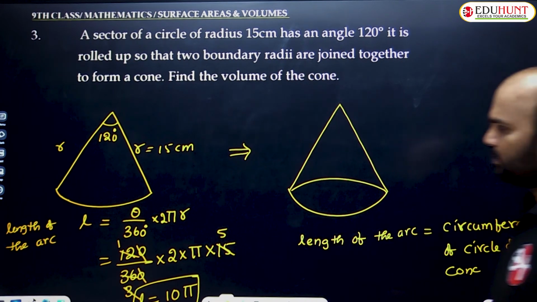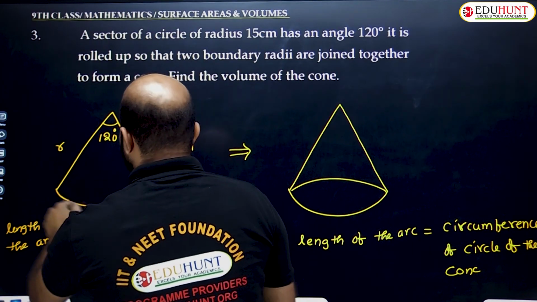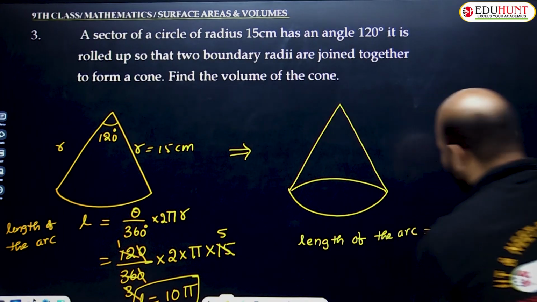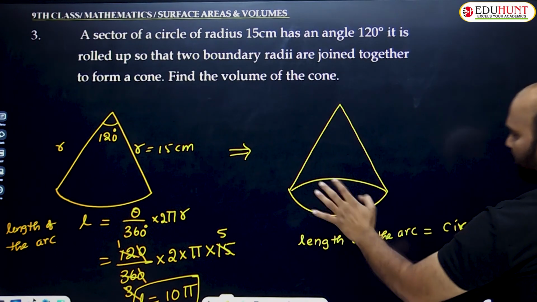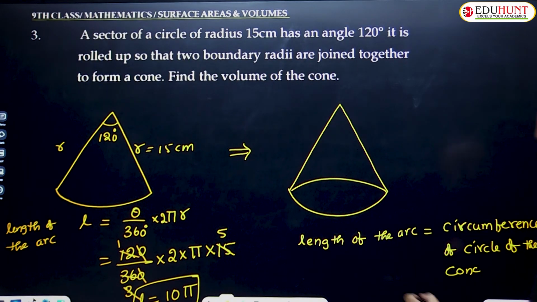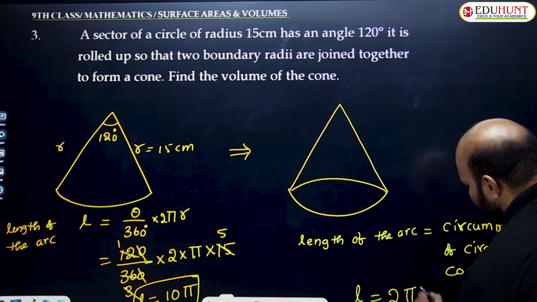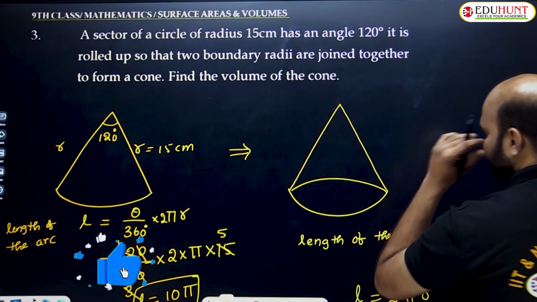Am I clear? So if the radii are joined, it will become a circle shape. Here the length equals 2 pi r of the base of the cone. So it is the base circle of the cone. Am I clear? So here L equals 2 pi r. This is the circumference of the circle.